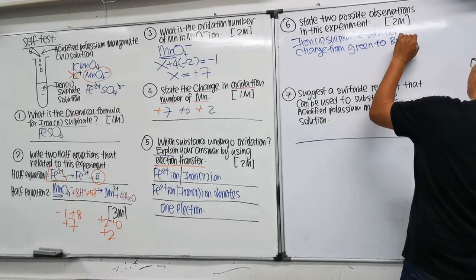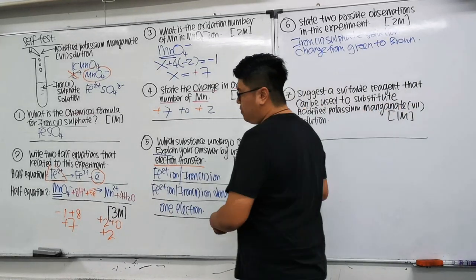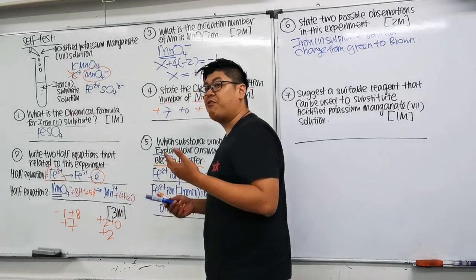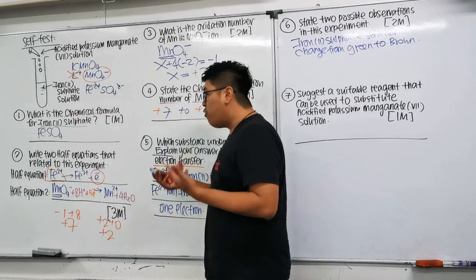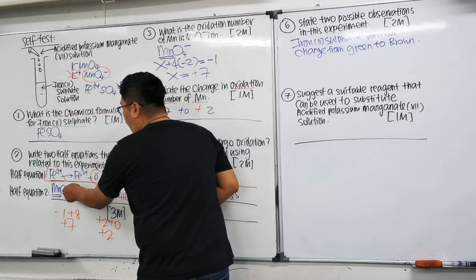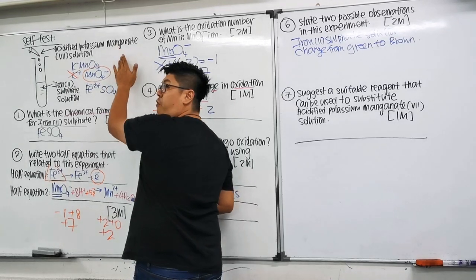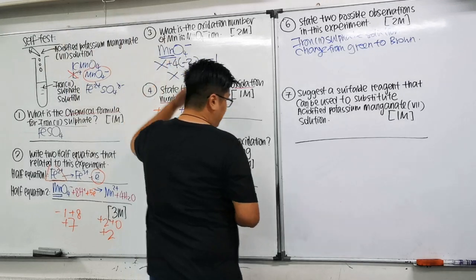So anyone have problem with this question? Second one, MnO4 becomes Mn2 plus. We don't even need to know that because I never taught you the color for MnO4 or for Mn2 plus. No need, because we know that MnO4 is related with acidified potassium manganate, and we learned before in Form 5 Chapter 2, when you use manganate, the color goes from purple to colorless.